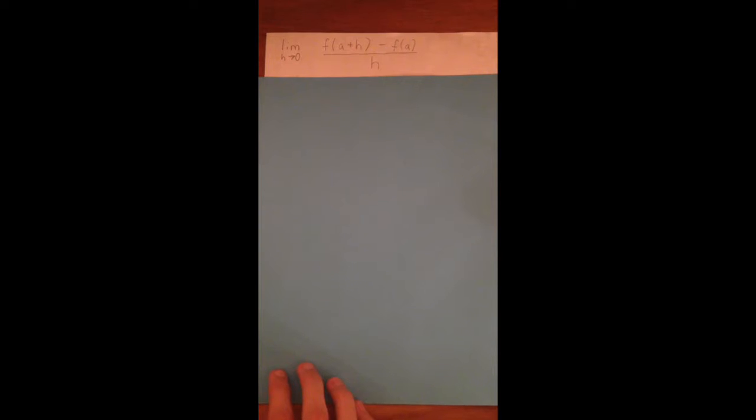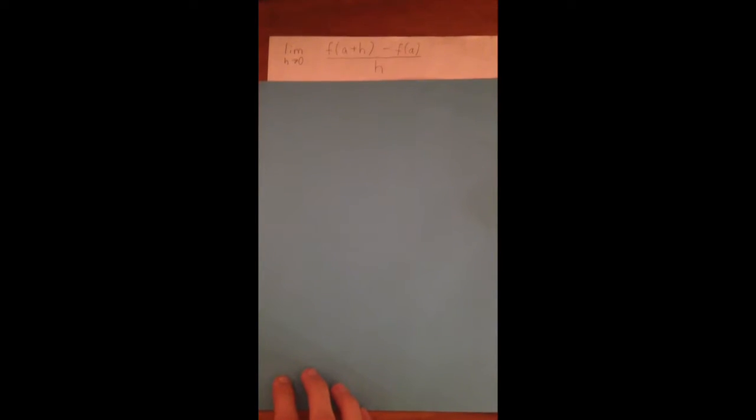Let's start with how to find tangent lines. Suppose that you want to find the tangent line at a point a, f of a in the function f of x. You can find the slope of the tangent line by using the expression limit as h approaches 0 of f of a plus h minus f of a all over h, where a is the x value in the function f of x that the tangent line goes through.